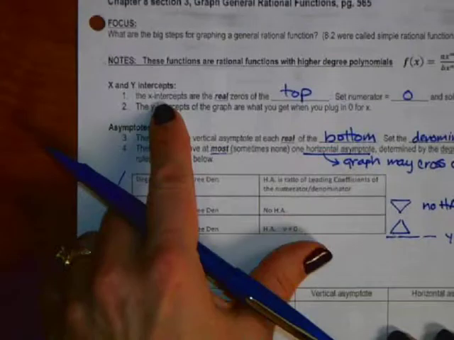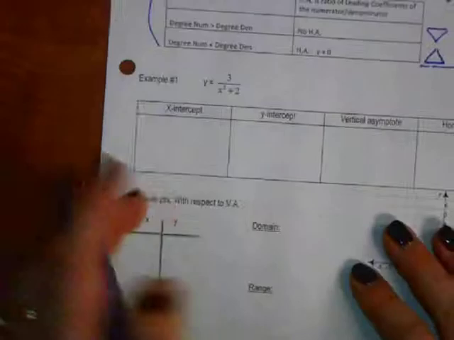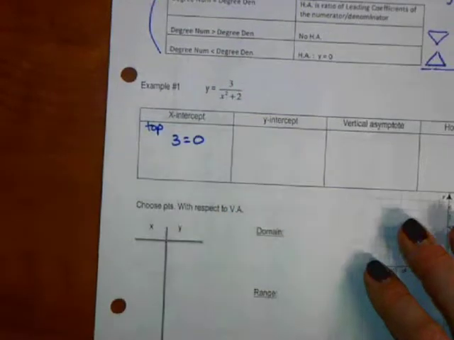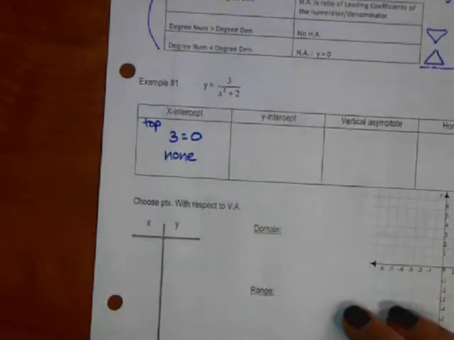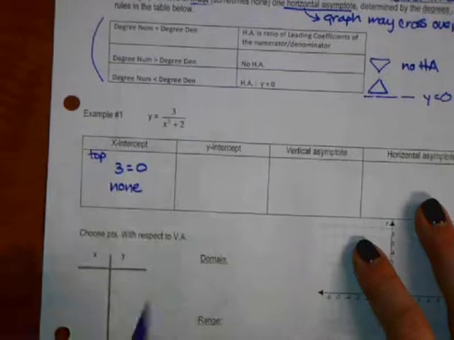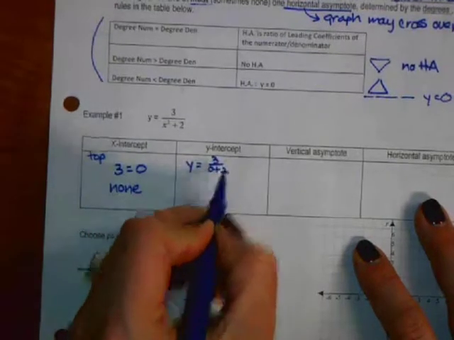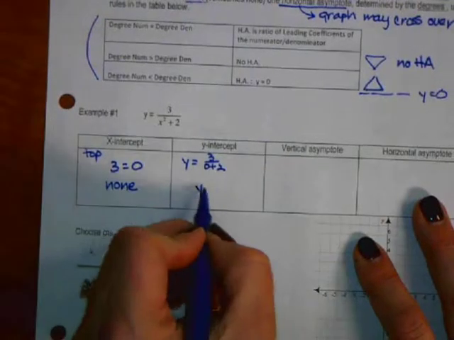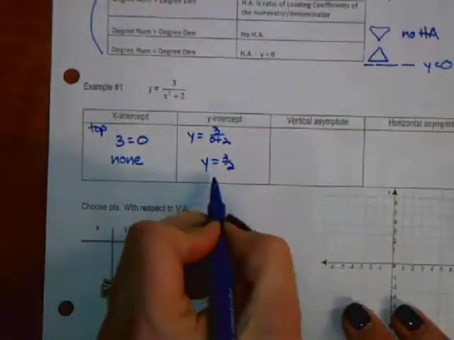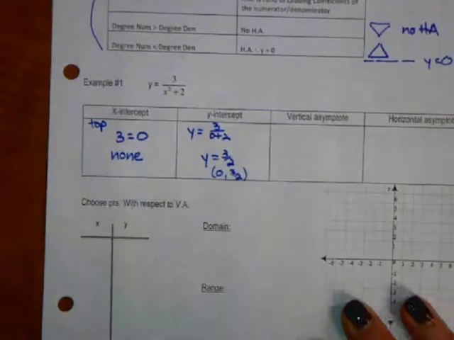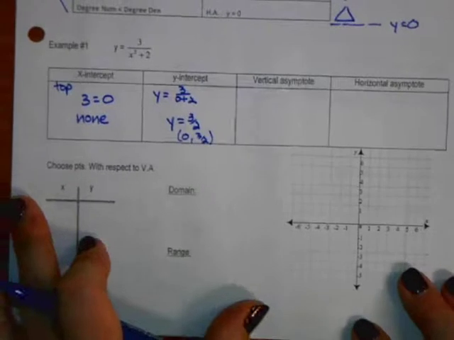So we got a few graphs to do because you're going to see different kinds. So here, the x-intercept is based on the real zeros of the numerator. So this is based on the top. So the numerator here is 3, so I'm going to set it equal to 0. Does that make any sense? No. So that means there's no x-intercept. The y-intercept of the graph is what you get when you plug in 0 for x. So I'm going to plug in 0 for x. And y equals 3/2. So that's my y-intercept. Written as an ordered pair, (0, 3/2). So let's plot that point.